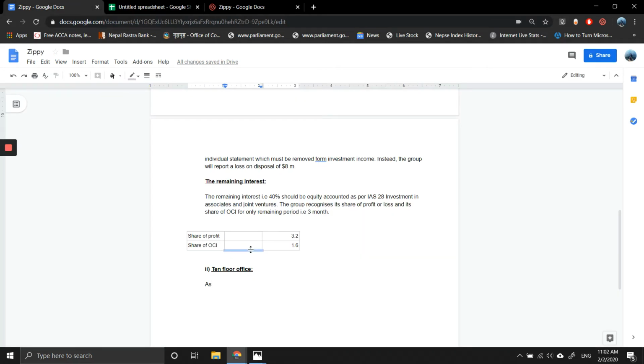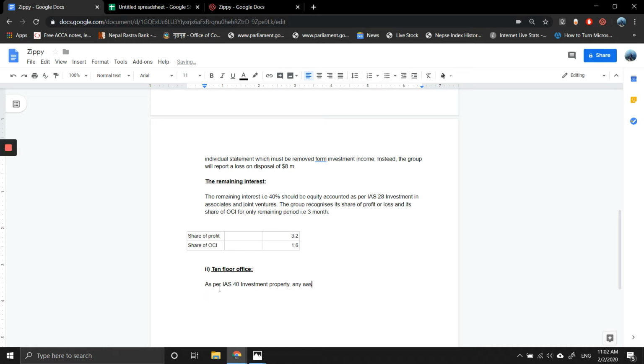Right? So let's explain this whole thing over here. As per IAS 40, investment property is any asset held for rental income or capital appreciation. Okay, capital appreciation.